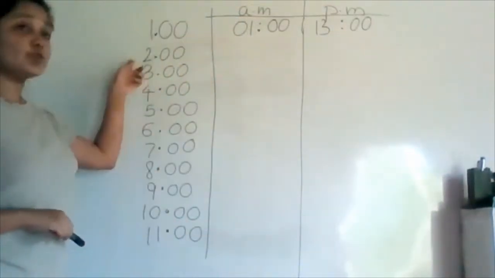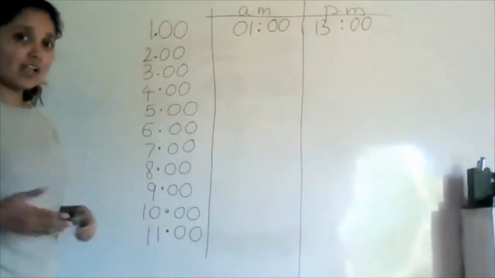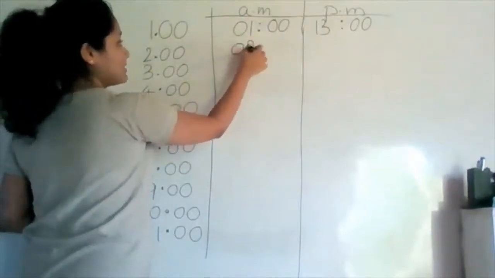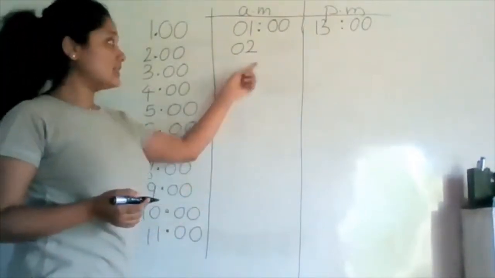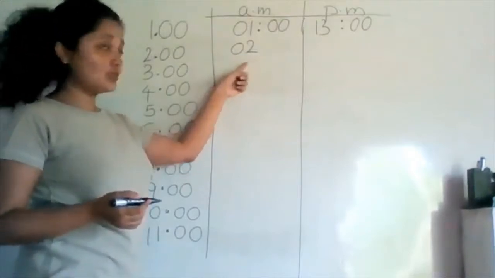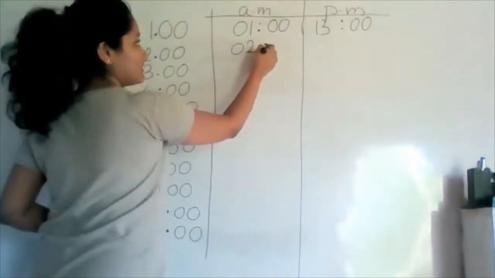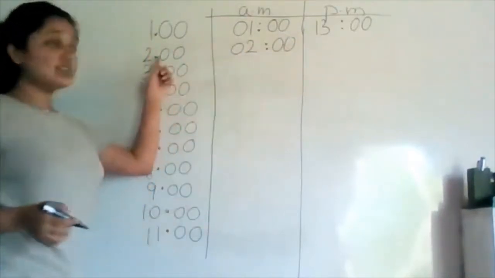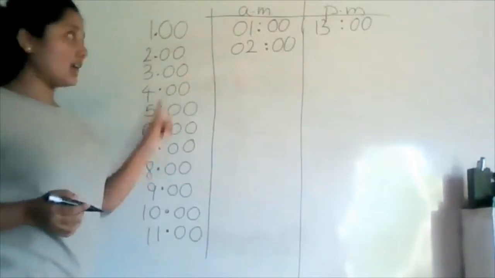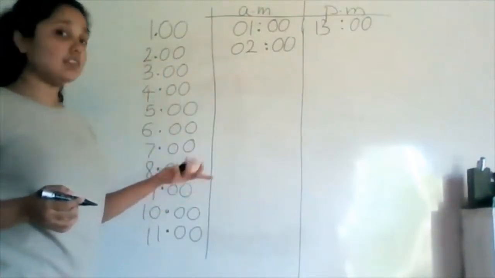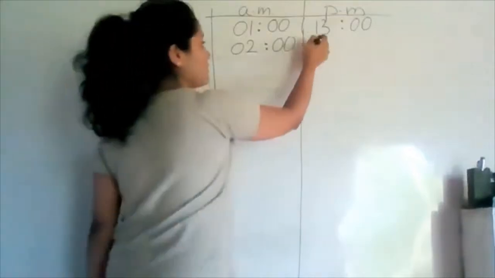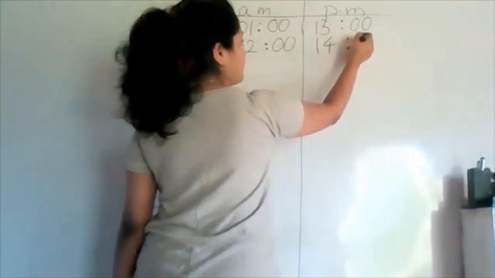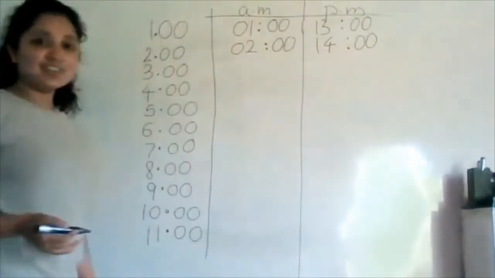Okay, so the next one, 2 a.m. If it is 2 a.m., that is just 2. Since that is a.m., the hours are 2. Always we need to use 2 digits, that's why I have put a 0 in front of 2. Then double dots. Then there are no minutes, so double zeros. And if it is 2 p.m., here we have to add 2 to 12. So 12, then 13, then 14. So it should be 14 hours, then double dots, no minutes, so double zeros. That is very easy, right?